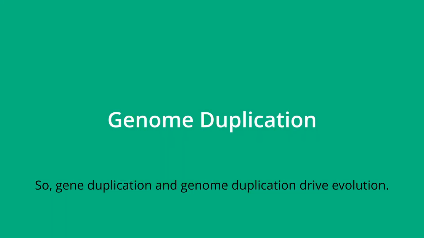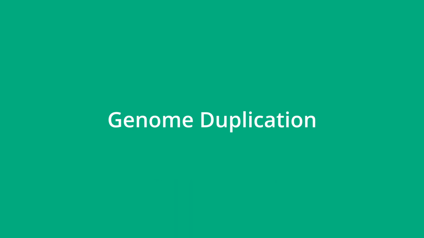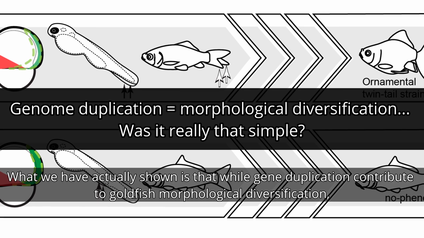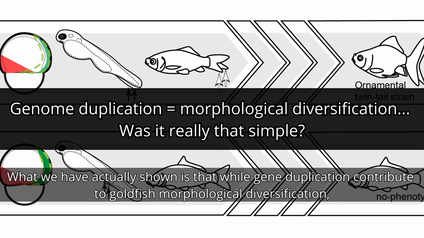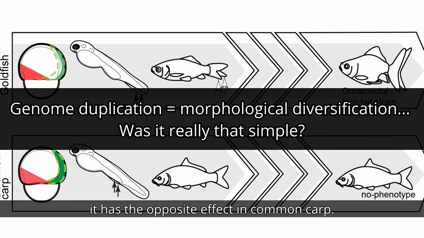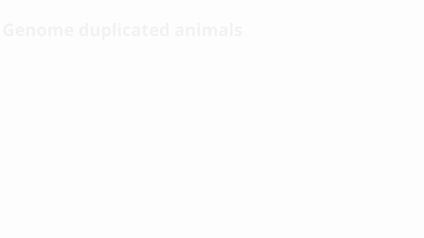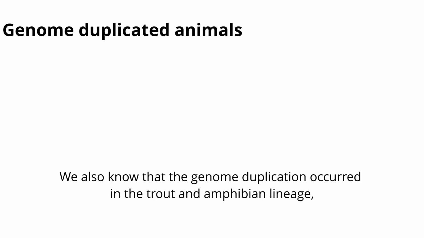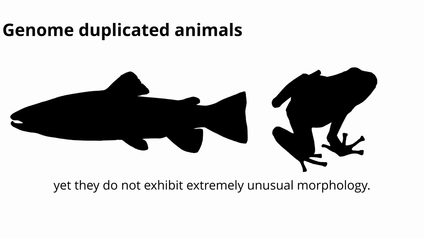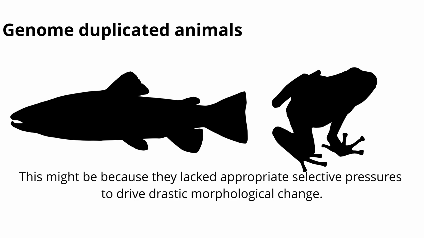So, gene duplication and genome duplication drive evolution. That's the key, right? Wait, did I actually say that? What we have actually shown is that while gene duplication contributes to goldfish morphological diversification, it has the opposite effect in common carp. We also know that genome duplication occurred in trout and amphibian lineages, yet they do not exhibit extremely unusual morphology. And this might be because they lacked appropriate selective pressures to drive drastic morphological change.